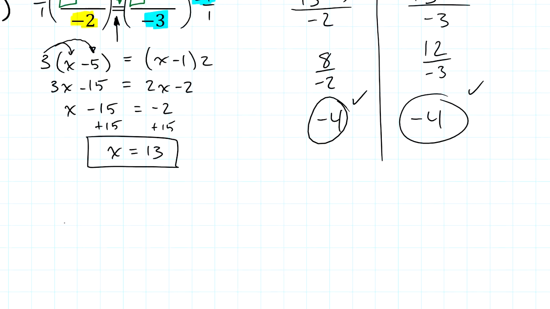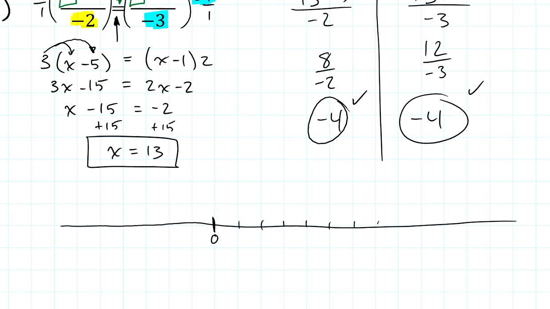And then in terms of graphing it on a number line, here's a number line, and I'm just going to real crudely say here's 0, and I'll go, I don't know, 2, 4, 6, 8, 10, 12, 14. So this right here would be the number 13. So the solution on this number line, the point that makes both the left-hand side and the right-hand side of the expression equal to negative 4, is right here. So that's the solution graphed on a number line.